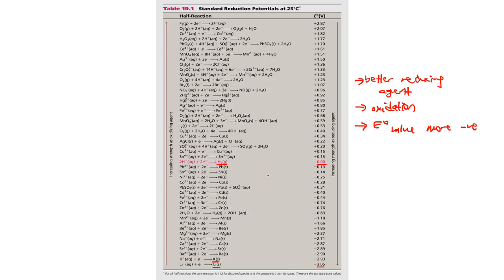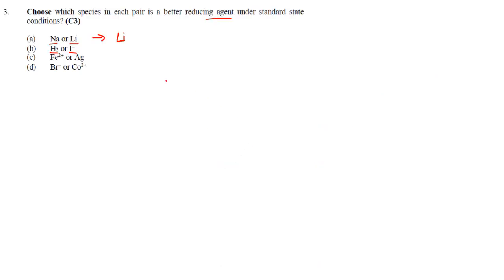So ini adalah untuk hydrogen gas, E naught value dia kosong. Dan untuk iodine, iodide ion, so iodide ion yang ni lah. The value is positive 0.53. So which one is more negative? Hydrogen. So hydrogen prefers oxidation lah. So hydrogen is a better reducing agent. Next for Fe2 plus ataupun silver.